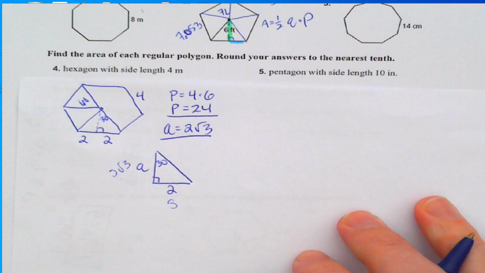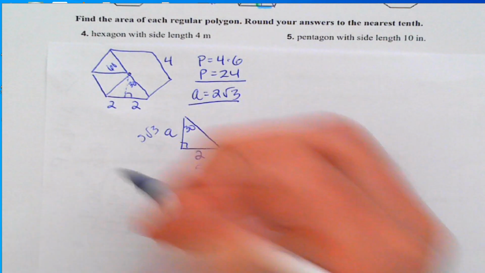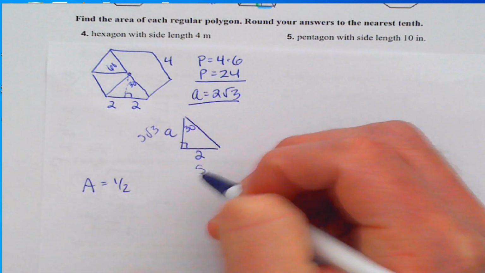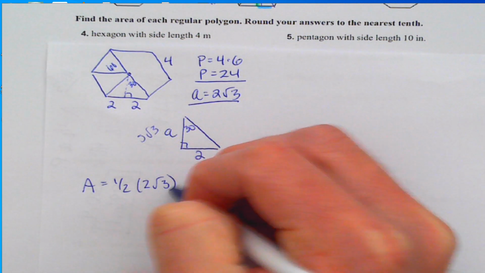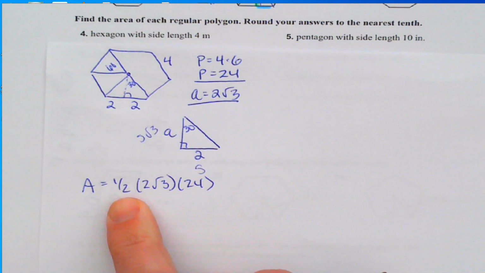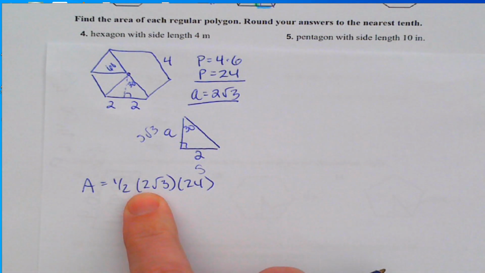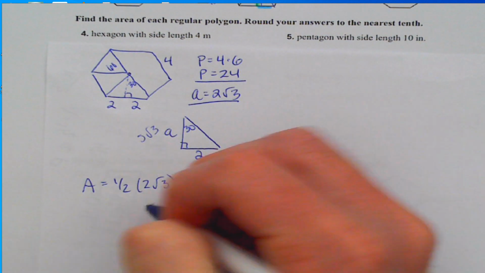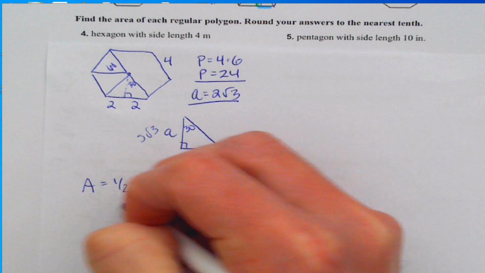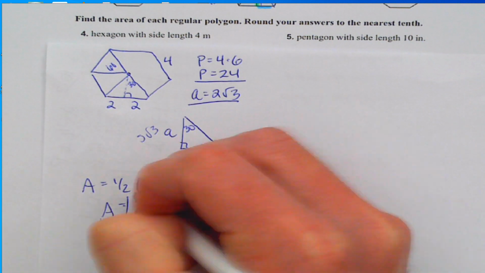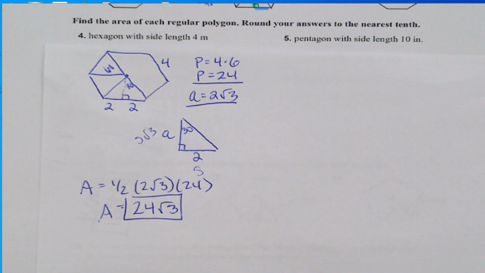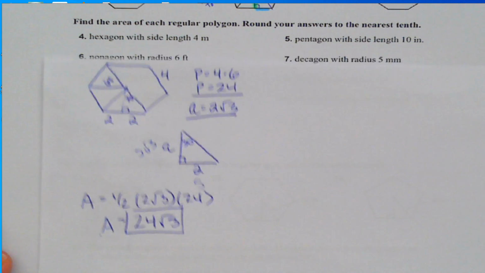So with those two pieces, we can plug it in and do area equals 1/2 times 2 rad 3 times 24. I multiply all the whole numbers first. So I'm going to do 2 times 24 divided by 2, which is going to be 24. And then slap on the rad 3, and that's your answer for Go Formative, 24 rad 3. So a hexagon, we can use special right triangles, which is faster than doing it the other way, where we had to use SOH CAH TOA.